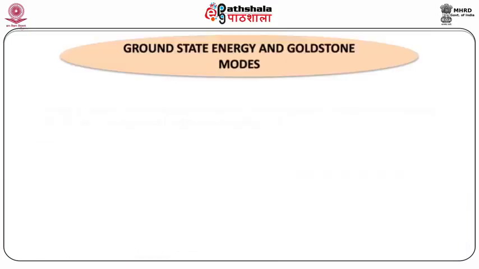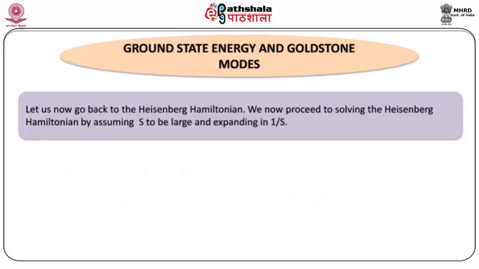Now let us talk about the ground state energy and what we mean by Goldstone modes. We are already familiar from our previous 3-4 slides with the Holstein-Primakoff transformation, and we have already said that we want to write these spins in terms of bosonic modes. So now let us go back to the Heisenberg Hamiltonian.